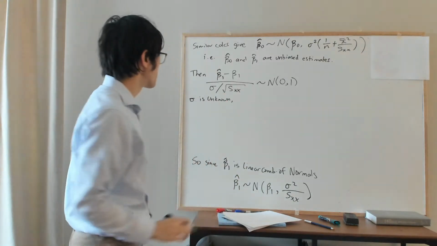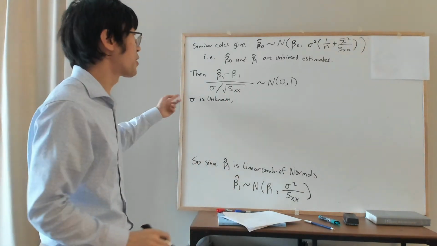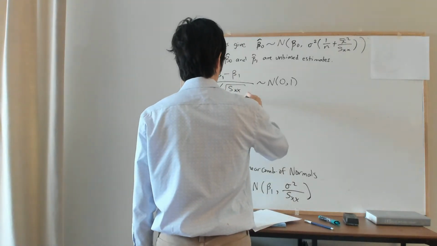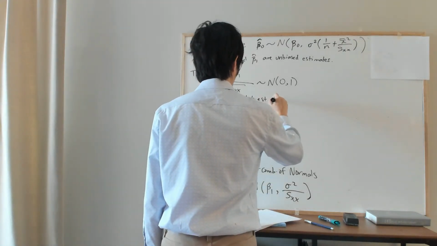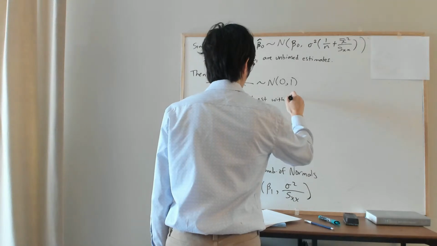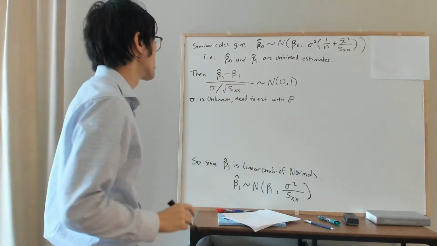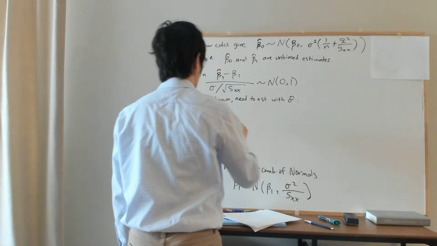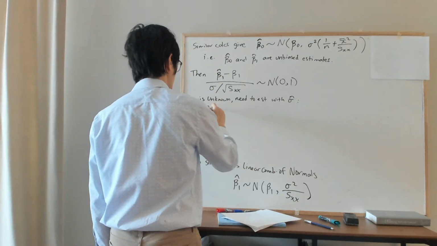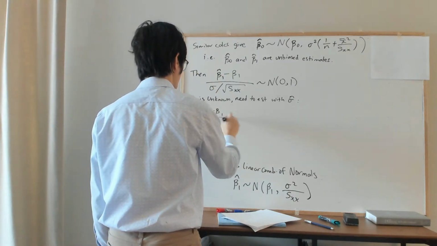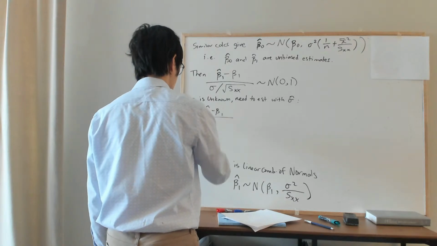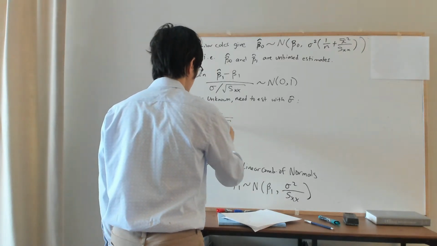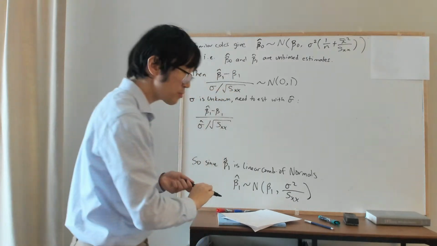So we're going to have to replace it with our estimate for it. So we need to estimate sigma hat. Okay, so I'm going to rewrite this again, which leads to this expression. So I'm going to have beta 1 hat minus beta 1, and then I'm going to have sigma hat over root of sum of squares x.